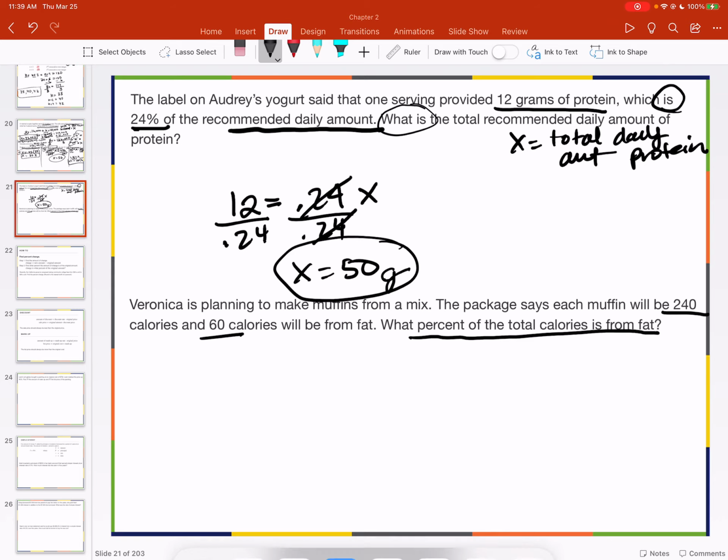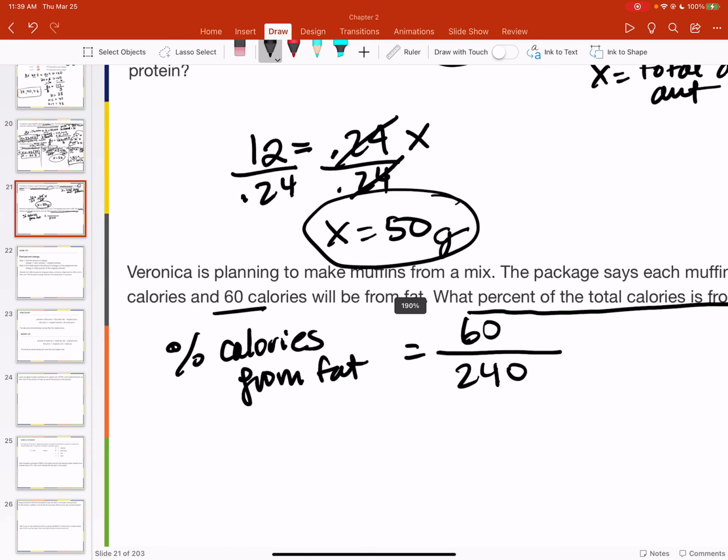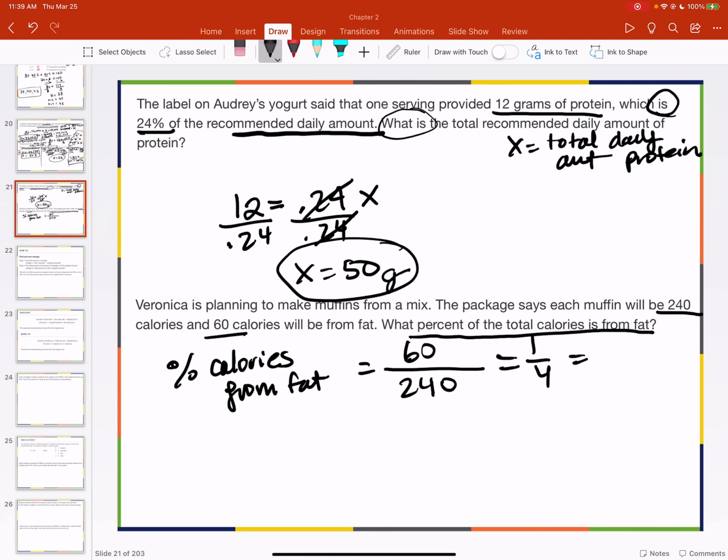So here, if we want to know percent from fat, calories from fat, the total calories is 240. And the fat calories are 60. So that's what we need to do. So this is equal to 1/4, which is equal to 0.25. But we need to express that as a percent. So that's 25%.